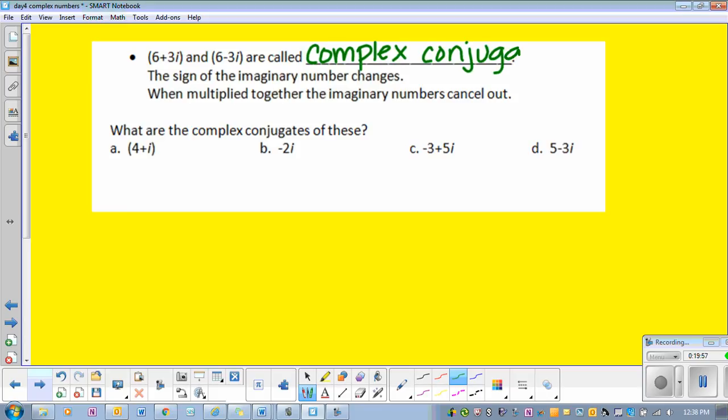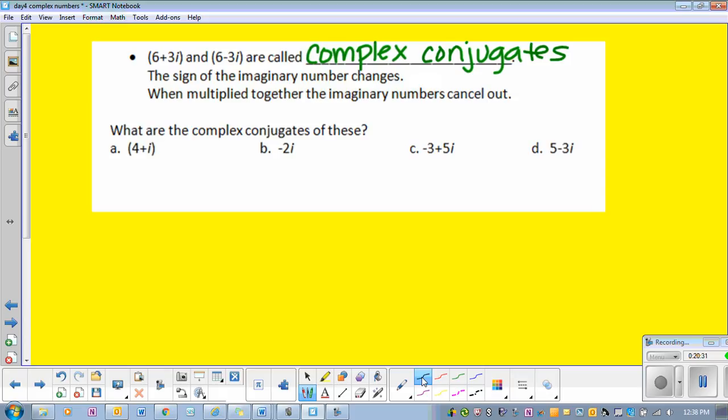Okay? And basically with complex conjugates, what happens is the sign of the imaginary number part changes. So do you see how it goes from 6 positive 3i and then 6 negative 3i? Yeah? Then you know those are complex conjugates. And when they're multiplied together, the i's cancel out. All right? So let's just try a couple of these.